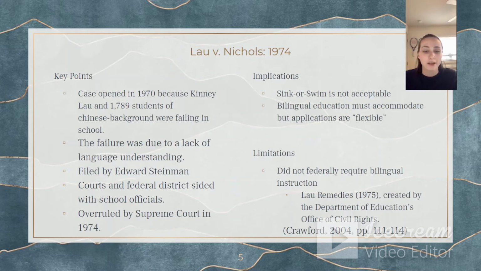The implication of this case demonstrated the sink-or-swim model is no longer acceptable and bilingual education must have accommodations, but applications were not well defined. The flexibility that districts had was caused by the refusal of the courts to require instruction. This caused the Lau Remedies to be put in place one year later, in 1975, which demonstrated how programs should be put into place and how they should be run.